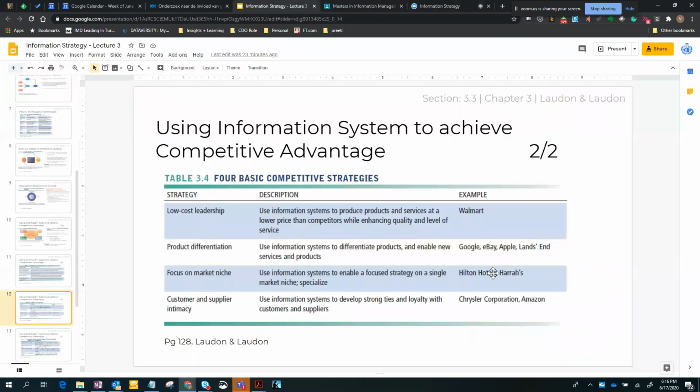Then product differentiation, we talked about Apple. They try to position their product differently. Focus on market niche. Here is the example of Hilton Hotels. Customer intimacy or supplier intimacy. Yeah. So here there's an example of Amazon.